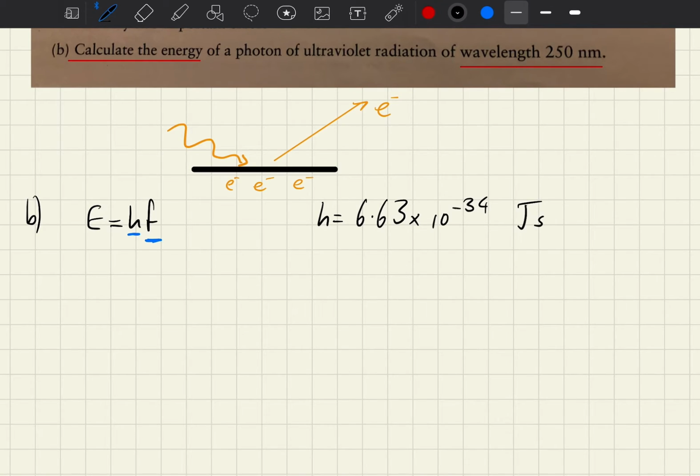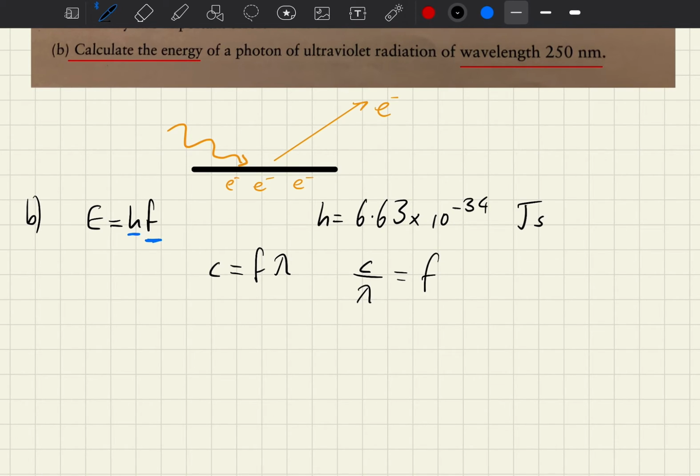Okay, so whenever we think about wavelength, the photons are a wave, and the wave equation is v is equal to f lambda. Because the photons are electromagnetic on the EM spectrum, it's going to be c is equal to f lambda. So we want to find f, frequency, and we already have lambda, which is our wavelength. So if we do the speed of light divided by the wavelength, we will find our frequency.